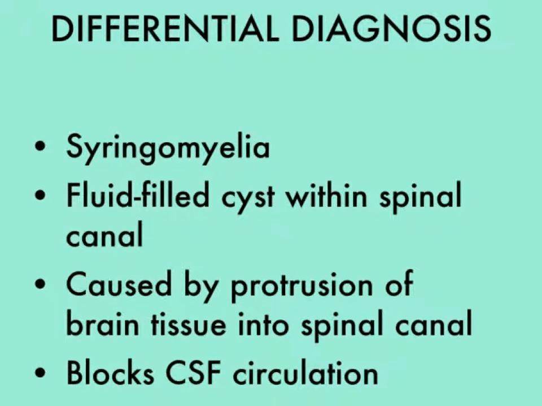Another differential diagnosis is syringomyelia, which is a fluid-filled cyst within the spinal canal, similar to the filar cyst. And they will both appear anechoic on ultrasound. However, syringomyelia is caused by protrusion of brain tissue into the spinal cord, and this will actually block cerebral spinal fluid circulation, so it is much more concerning than a filar cyst.